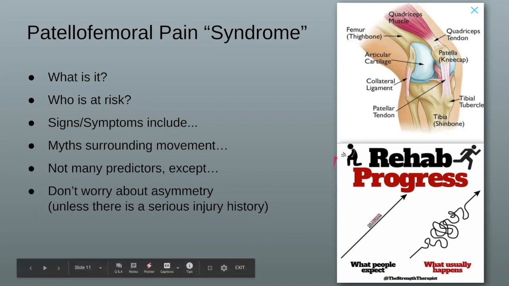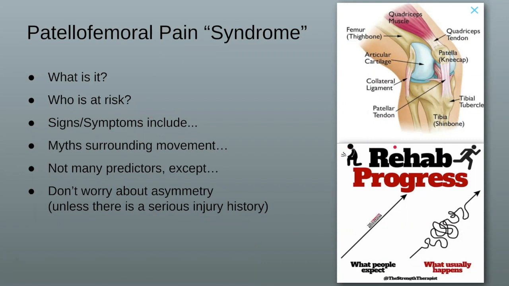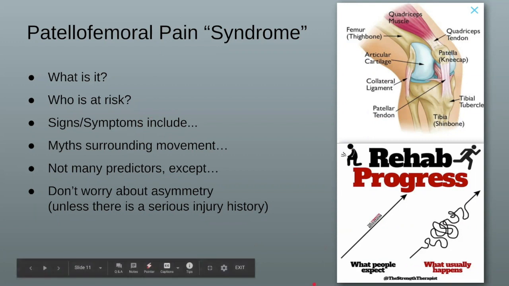But I really like this picture down here. Honestly, I just couldn't find another place to put it, but I thought this was pretty accurate. This is what people expect from the rehab process when we're talking about staying active in knee pain, and this is usually what happens. There's a lot of trial and error here, so we'll get to that a little bit later.